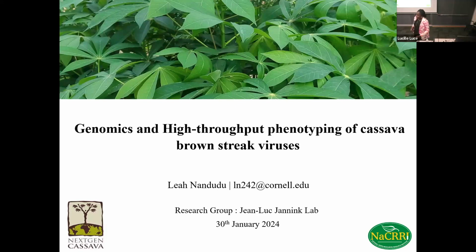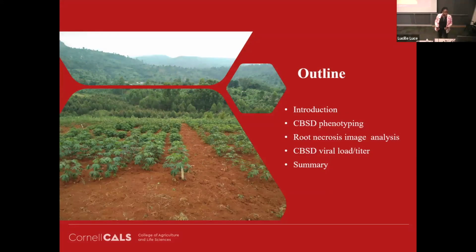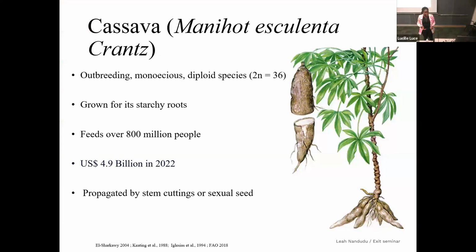So today we're talking about cassava. The outline today will be talking about cassava brown streak disease phenotyping, which I'll refer to as CBSD in the presentation. And we'll also be talking about root necrosis image analysis, CBSD viral titer quantification, and also just a summary from the findings of this research.